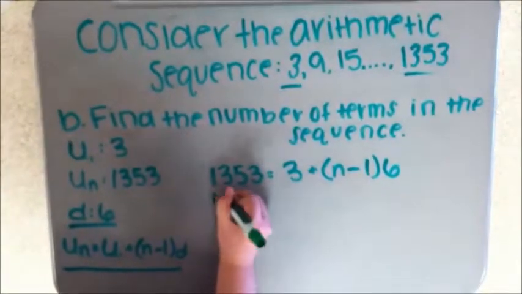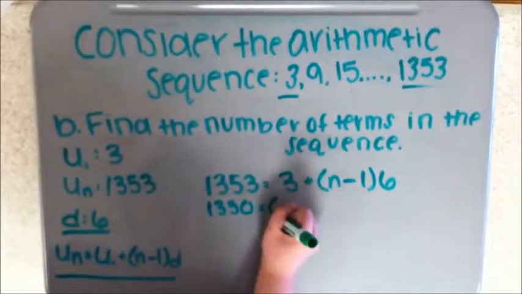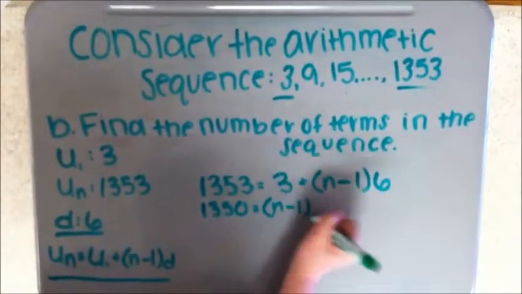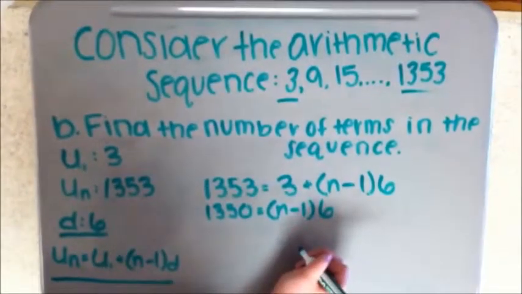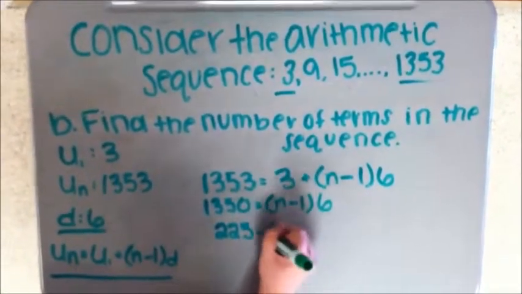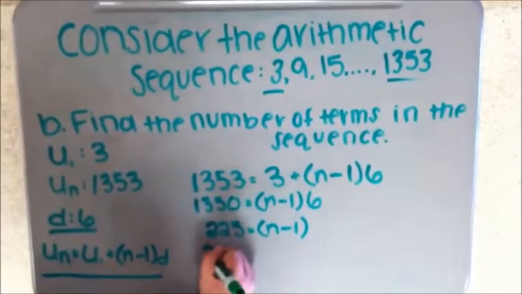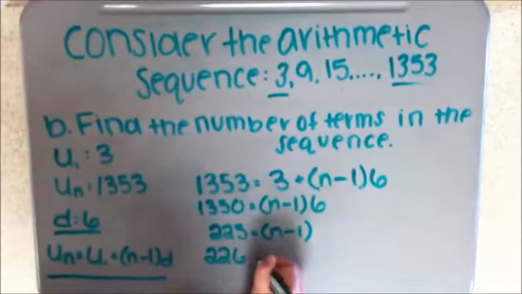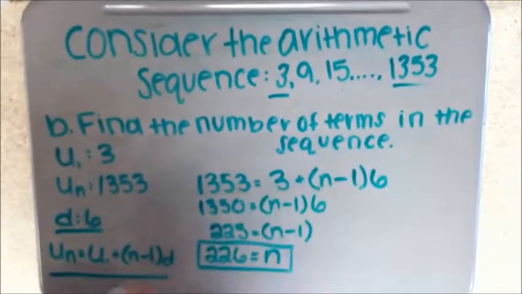Now you can subtract 3 from both sides to get 1350 is equal to n minus 1 times 6. And with some simple algebra, you can divide both sides by 6 to get 225 is equal to n minus 1. And to isolate n, you would add 1 to both sides and find that your number of terms in the sequence, which is n, is equal to 226 terms.